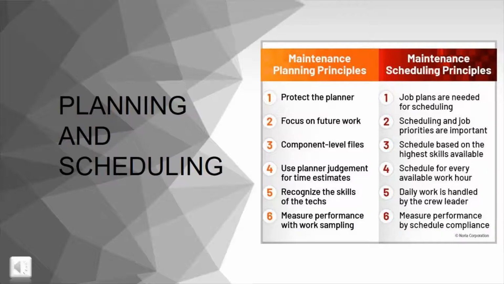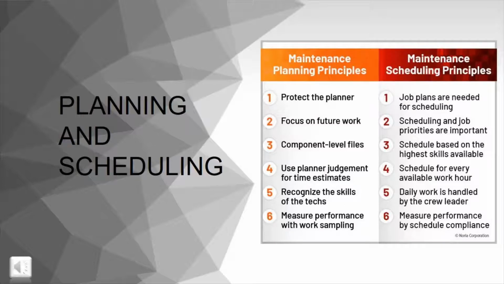Number 2, schedules and job priorities are important. The weekly schedule and the priorities that help determine this schedule are essential to improving productivity. Number 3, schedule based on the projected highest skill available. This principle states that a scheduler should develop a 1-week schedule for each crew based on the available technician hours, the highest skill level available, jobs prioritized, and details from the job plans.